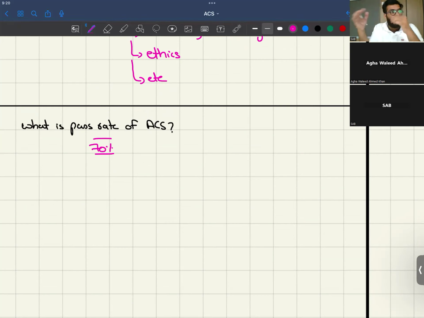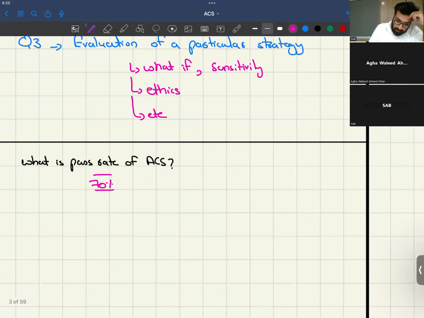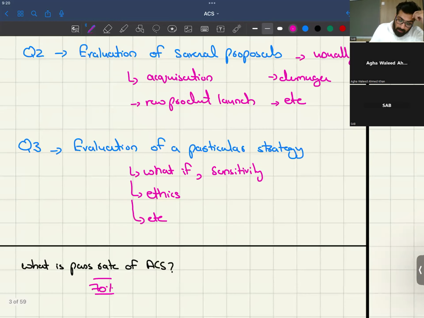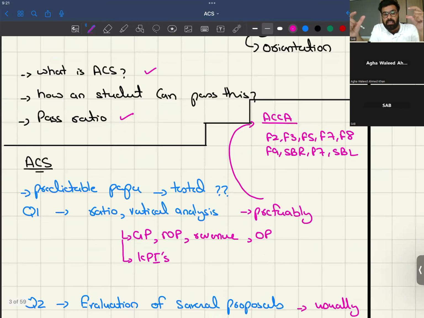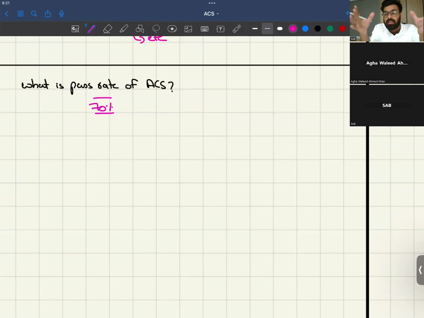If you guys are from ACCA and have attempted SBL, SBL was a minor version of ACS. This paper is, I would say, a daddy version of the SBL exam, right? Now, how can a student pass this? Before describing the pass strategy, I want you guys to understand how exactly ACS is being given to you.